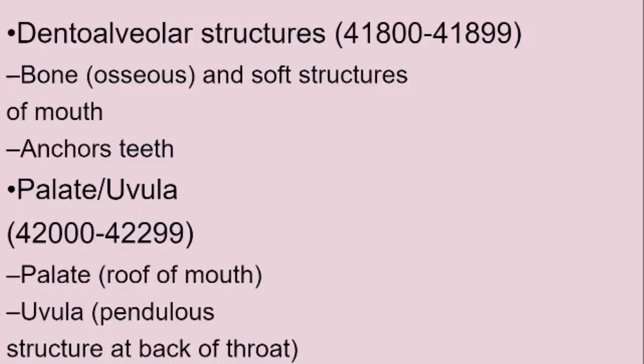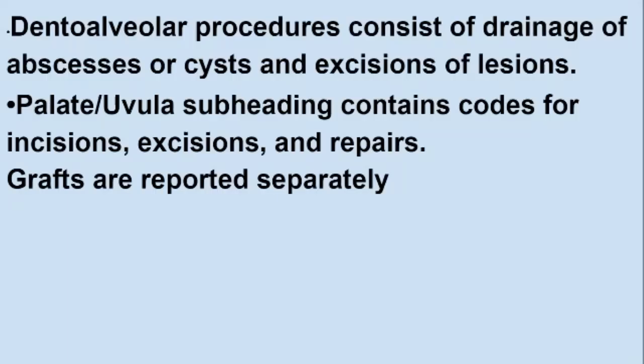41800 through 41899. It's the bone, the osseous, and the soft structures of the mouth, anchors of the teeth. The palate and the uvula is 42000 through 42299. Palate, roof of the mouth. Uvula is the pendulous structure at the back of the throat.